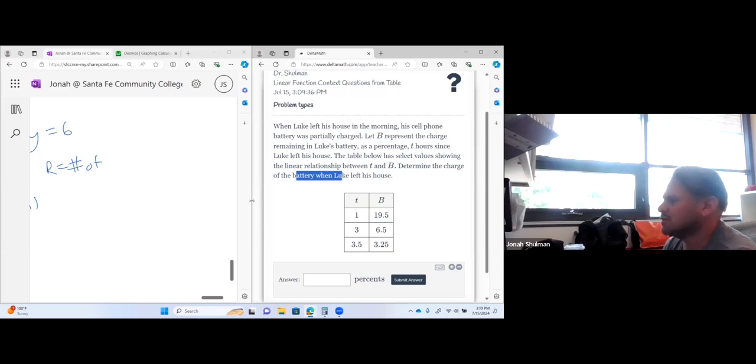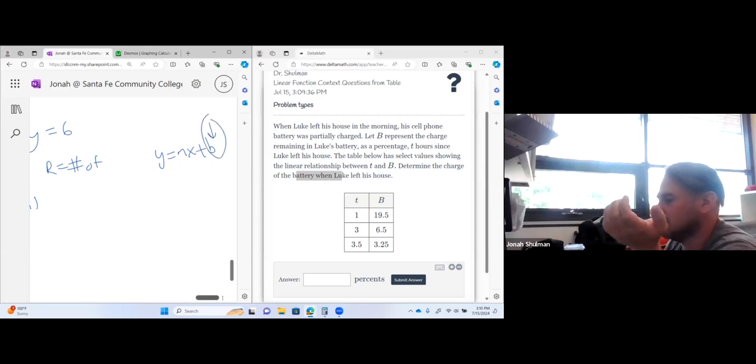But basically, this is kind of like an equation. We just need the slope. So we just want to find 0. We have to find the y-intercept. That's all this question is really telling us. We want y equals mx plus b. So we just want to know what happens when x is 0, because that's when our buddy Luke left his house. We wanted to see how charged his phone was.